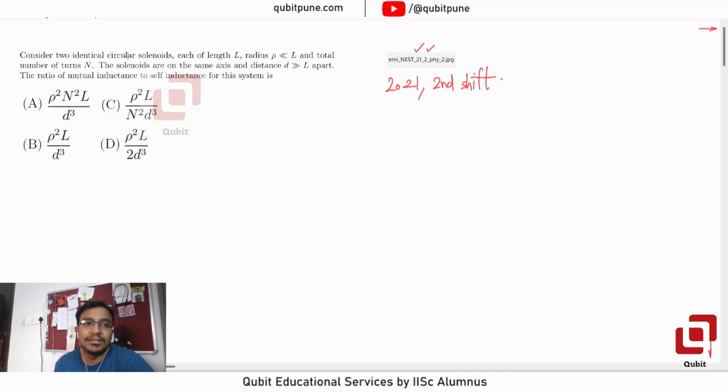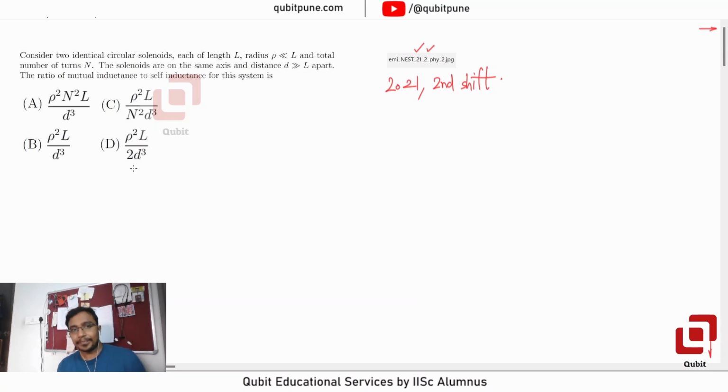Consider two identical circular solenoids, each of length L, radius rho much less than L, and total number of turns capital N. The solenoids are on the same axis and distance d much greater than L apart. The ratio of the mutual inductance to self-inductance for this system is: rho squared n squared L upon d cube, rho squared L upon n squared d cube, rho squared L upon d cubed, and rho squared L upon 2 d cubed.